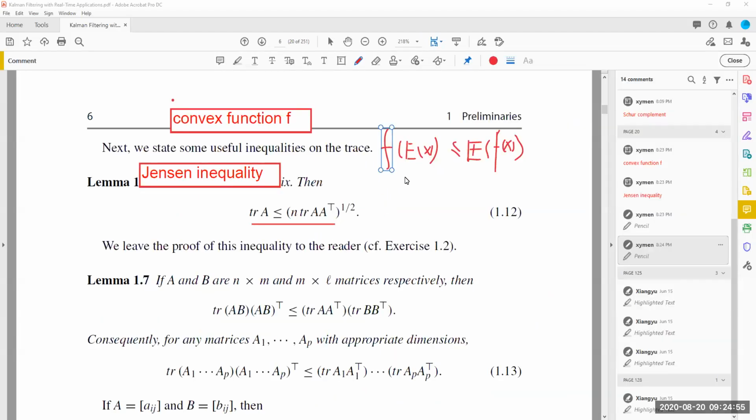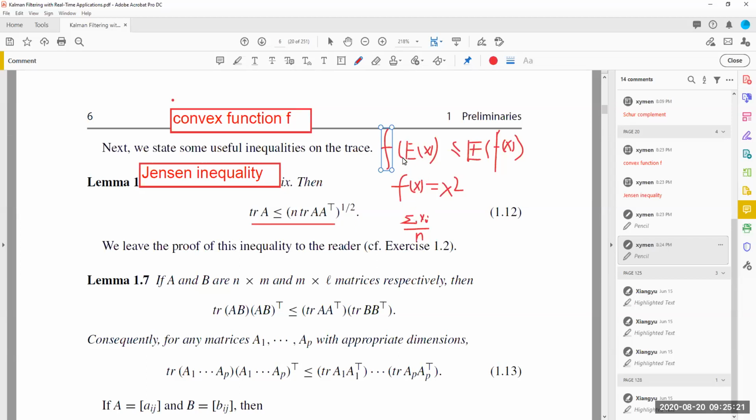So let me give you an example. If you say the function f is x squared, okay? So what do we mean by the mean? In the discrete time case, it's just the sum of x_i, then divided by n. So this will be the mean of x.